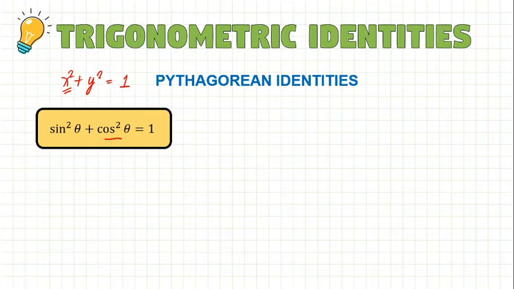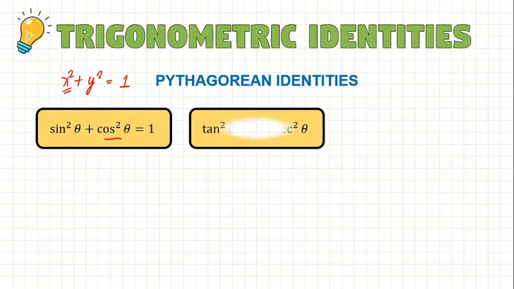The second Pythagorean identity is tangent squared theta plus 1 equal to secant squared theta. Where did this identity come from?